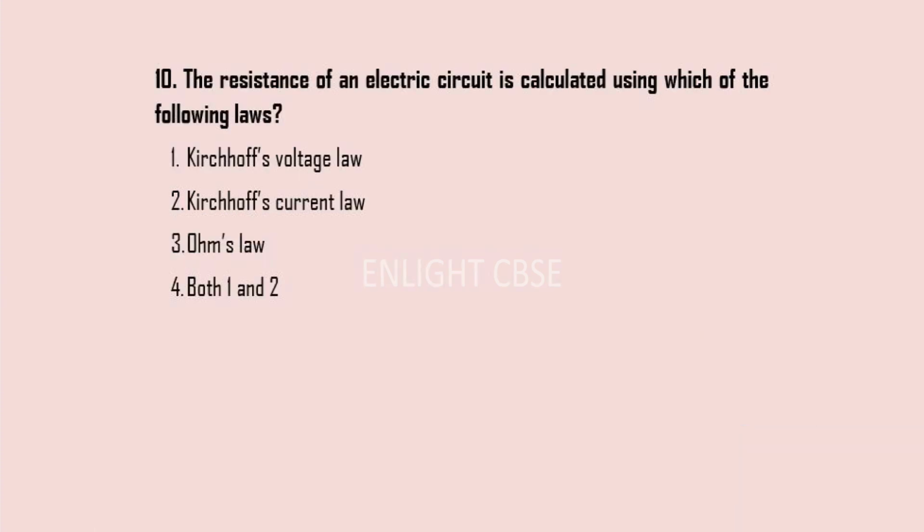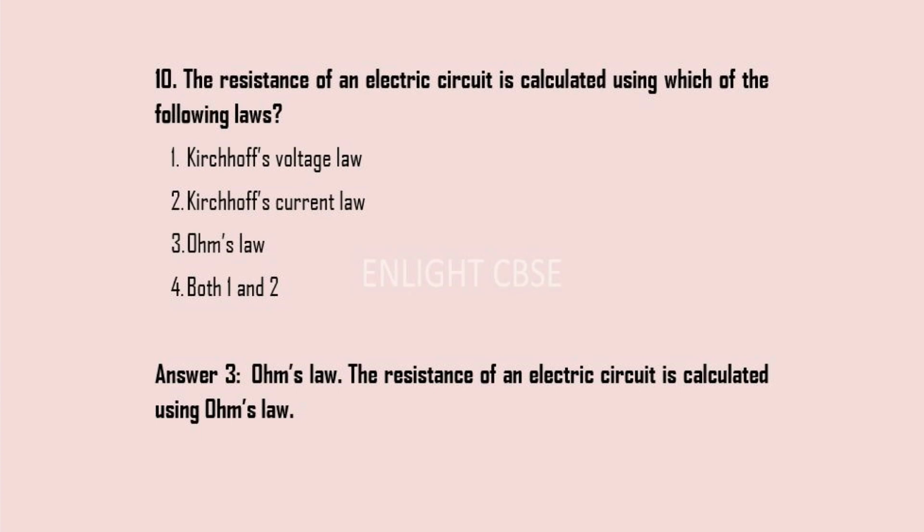Question 10. The resistance of an electric circuit is calculated using which of the following laws? 1. Kirchhoff's voltage law, 2. Kirchhoff's current law, 3. Ohm's law, 4. Both 1 and 2. Answer: 3. Ohm's law. The resistance of an electric circuit is calculated using Ohm's law.